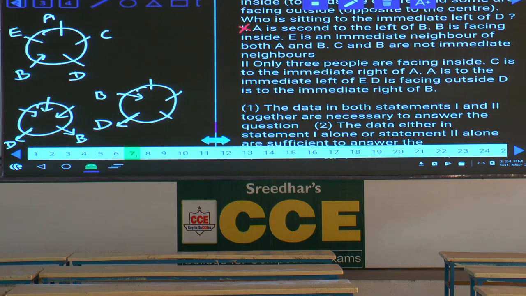Then C is to the immediate right of A. A is to the immediate left of E.